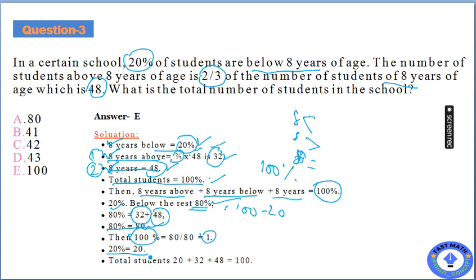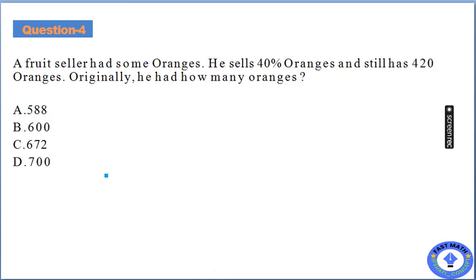That means 20% is nothing but the eight-years-below students. This is 20. Then the total students above eight years is 20, already given in the problem. The 32 we arrived at in this first statement, and the 48 is already given in the problem itself. The total students is 100. This is the answer.